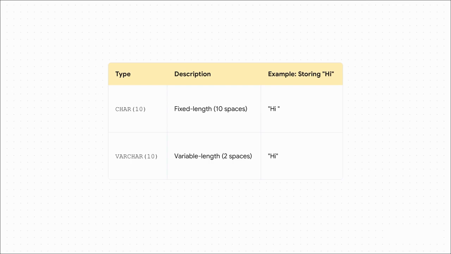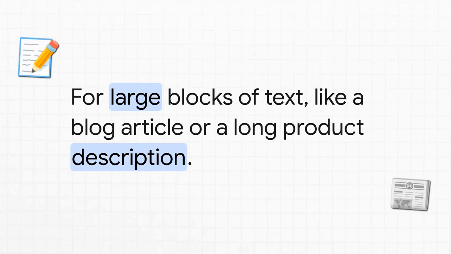But varchar is much smarter. It's like a variable or stretchy box. You put in hi, and it shrinks down to use only 2 spots. This makes it way more efficient for things like people's names, because they all have different lengths. And what about the really, really big stuff? Like a whole blog post or a super long product description. For that, there's a special data type called text.